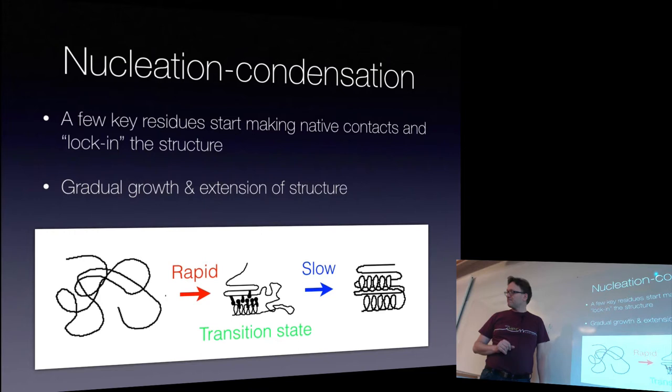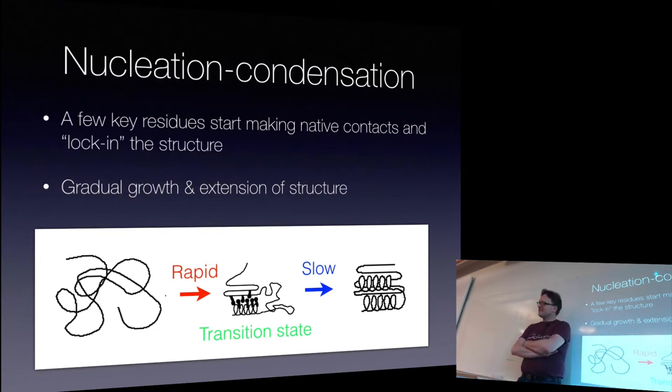Can you find these key residues if you mutate them and then the folding goes a lot slower? So that starts to be a good idea. It's not entirely easy, right? Because we're just saying that there are two points here. Are these residues important for the transition state?